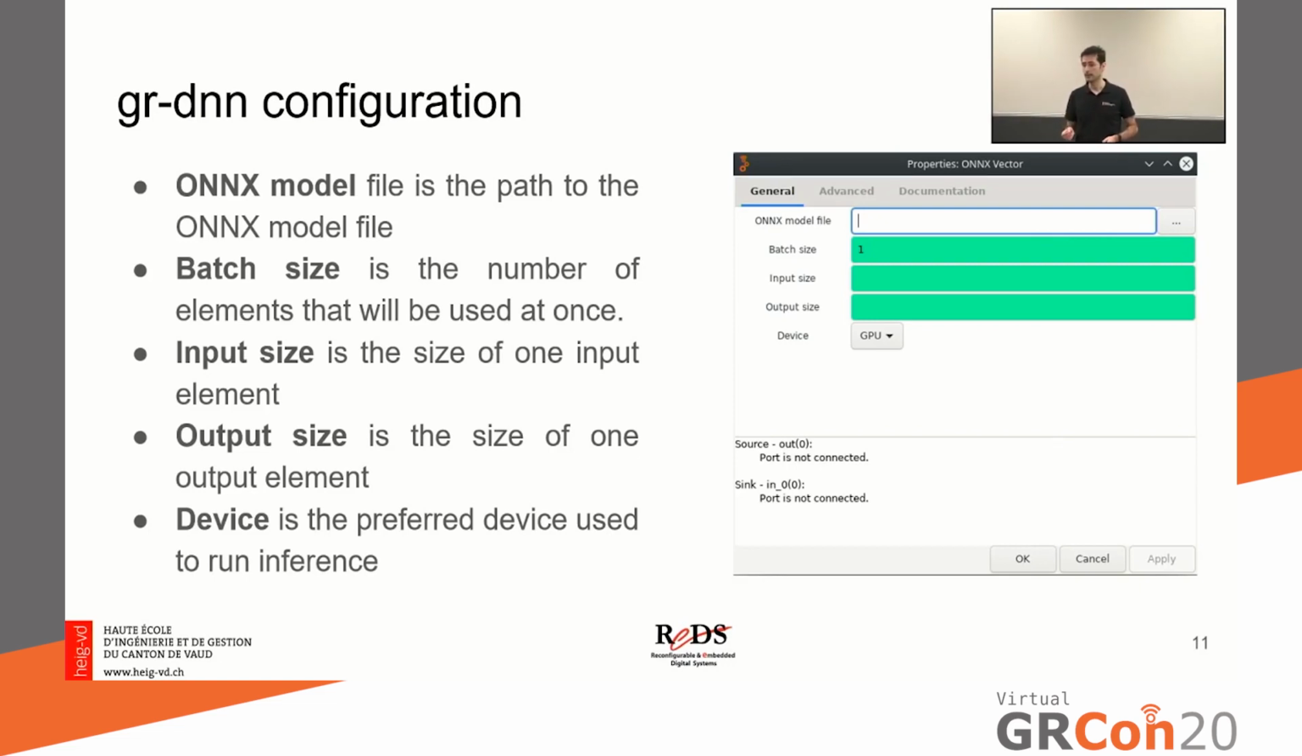Then you have to define the input size of one input flattened element, and the same for the output. The output size is the size of one single flattened output element. We will explain it later with an example. And then you can choose the device that will be used for inference among the devices supported by the ONNX runtime installation that you have.